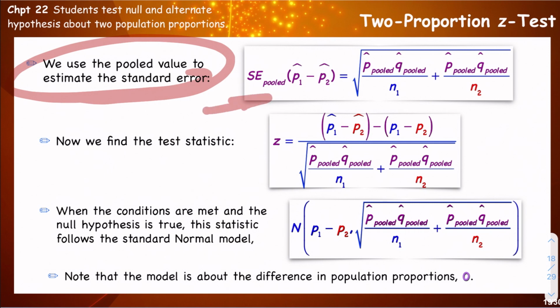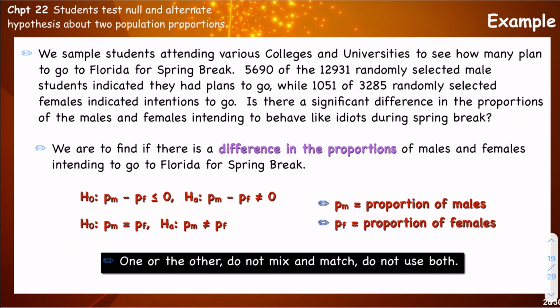We now find our test statistic, so this is our z-score. So it's the difference in our sample minus our null, which, by the way, should be 0, which is pretty nice. So when these conditions are met and the null hypothesis is true, this statistic follows the normal model, p1 minus p2, which is 0, and the standard error for the pooled. Note that the model is about the difference in the population proportions, which we're saying is nothing, which is why it's far easier to use 0 than if they're equal.